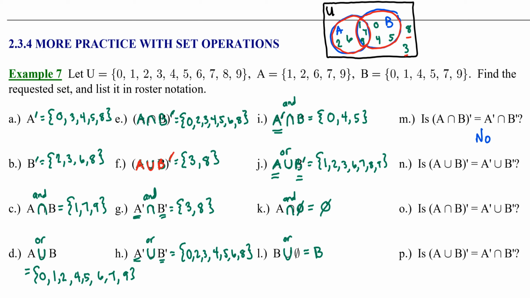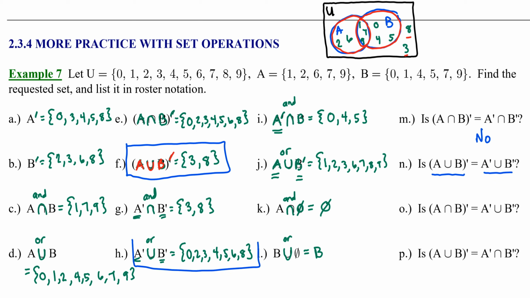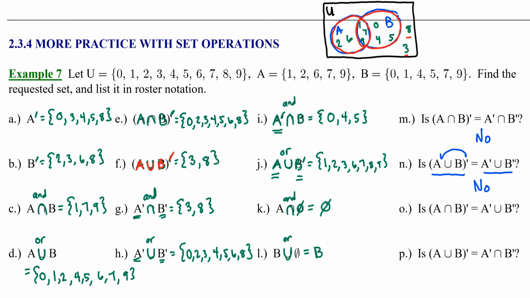Let's try the next one. A union B complement, that is this set right here. We want to know if that's the same thing as A complement union B complement. Well, we did that right here. If I compare those two sets in roster notation, I can clearly see they are not equal. So once again, we need to observe we cannot distribute a complement, which is what seems to be happening here.